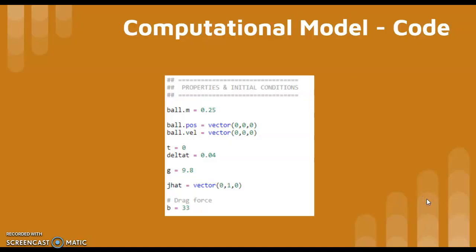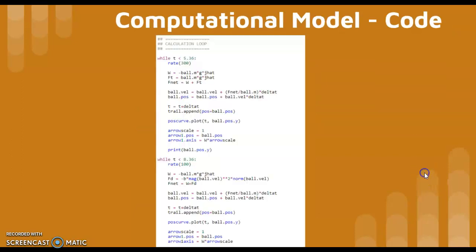So here's an overview of my code, the computational model I used. I said that the ball was 0.25 kilograms. I set the initial position and velocity to be 0 because we're at rest, and the bottom is at the origin. And then I said that the J hat was at 0, 1, 0, like I mentioned before. Then we have the drag force constant, which I said was 33 because the slow motion kind of altered what was going on.